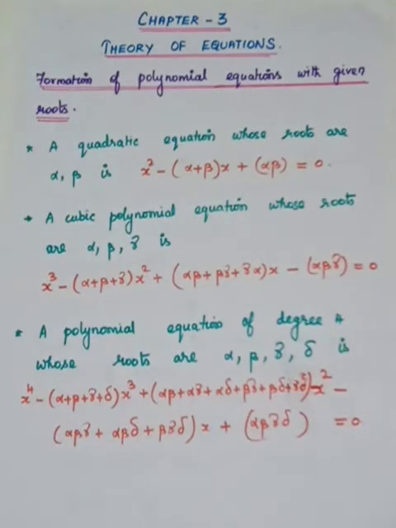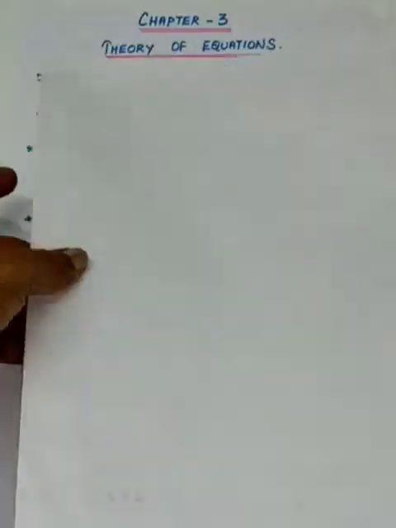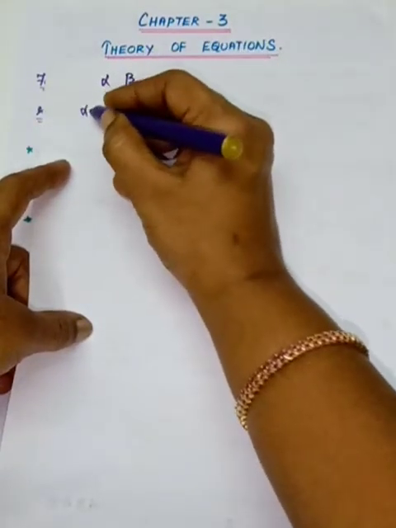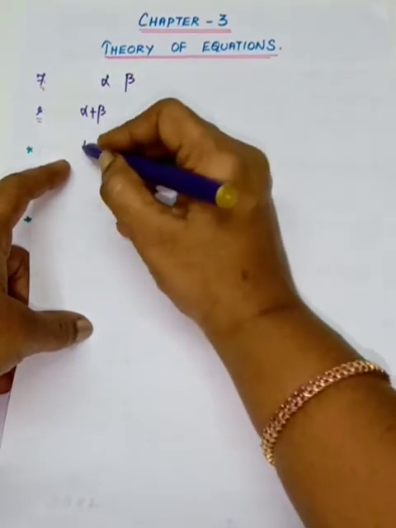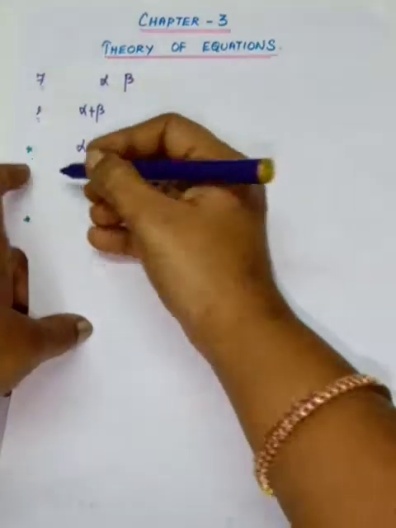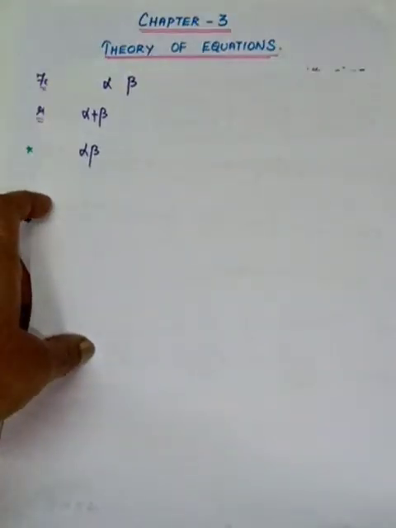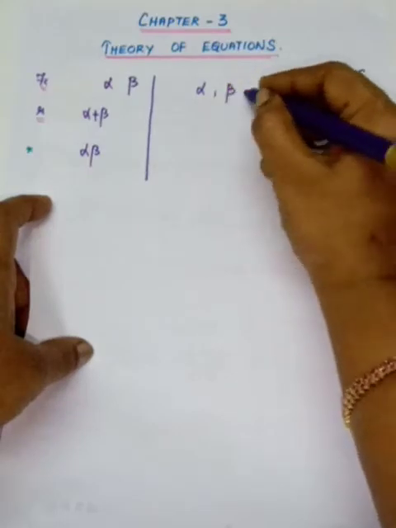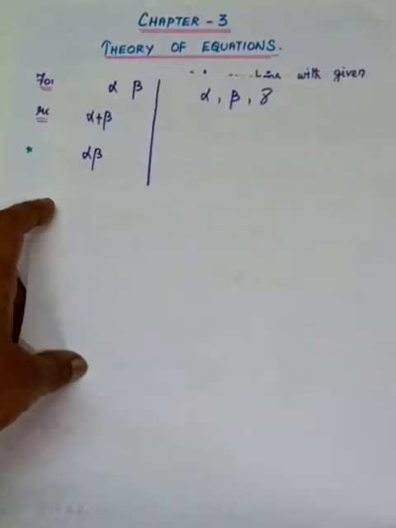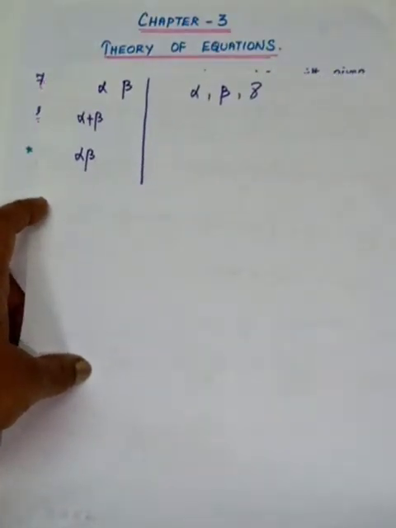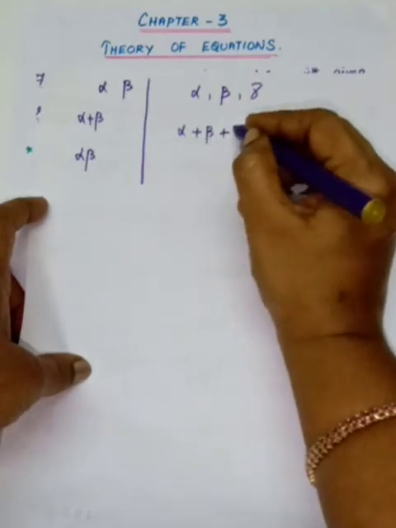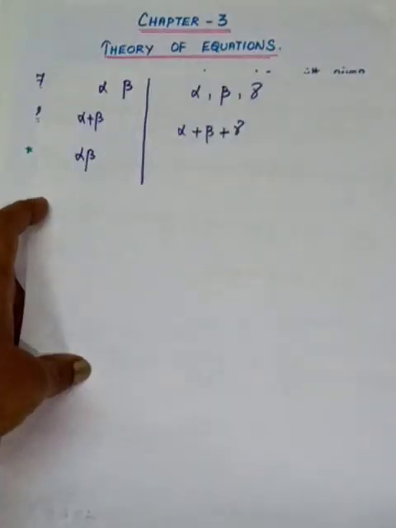You see that if you have two roots, one is alpha, another one is beta, you have to go for the sum of the roots. Next you have to go for the product of the roots. Using this we write the quadratic equation. Now your roots are alpha, beta, gamma. 3 roots are there. So first you have to take each root separately, that is alpha plus beta plus gamma. That is the sum of the roots.